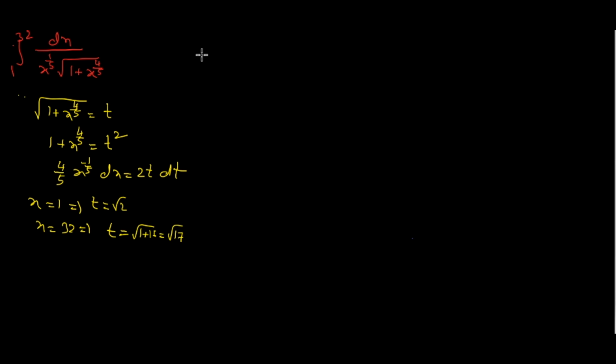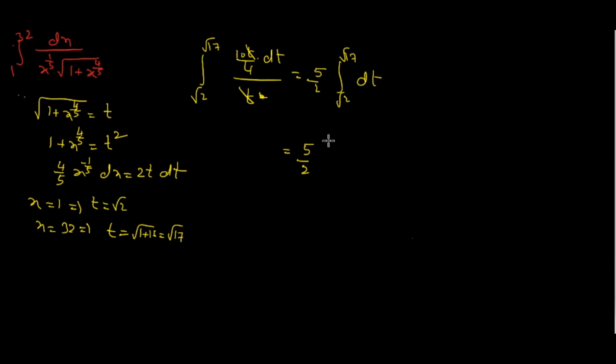Substituting these values in this equation, the integral from root 2 to root 17 of dx by x to the 4 of 1 by 5 dx becomes 2 into 10t by 4 into dt by t square, that is t. So one t is cancelled. 10 by 4 is 5 by 2. Integration of 1 dt from root 2 to root 17. So the integral of 1 dt is t, that is equal to 5 by 2 into t, with upper bound root 17 and lower bound root 2, that is equal to 5 by 2 into root 17 minus root 2.